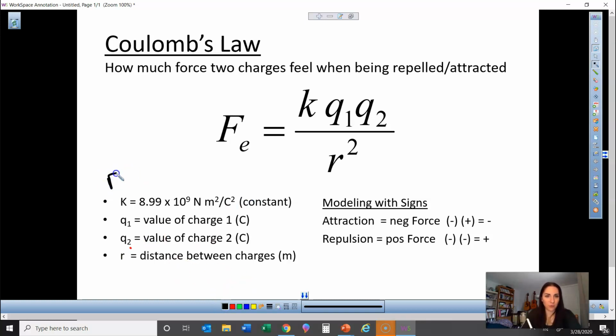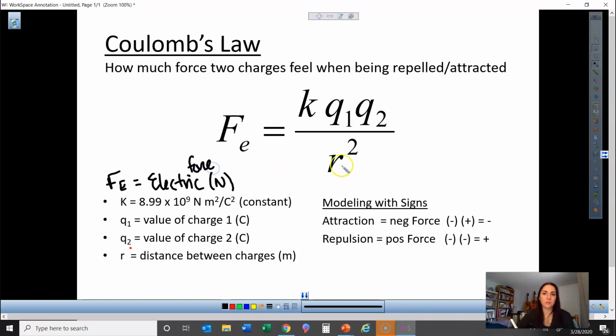The electric force is the force due to charges, measured in newtons. K is a constant, so you can actually program this into your calculator if you remember how to do that. You can enter 8.99 times 10 to the ninth, then press the store button and then press alpha K, and you can program this number because this number is always the same. It's our constant here. Q1 and Q2 are the values of the charges in coulombs, and r stands for the distance apart.